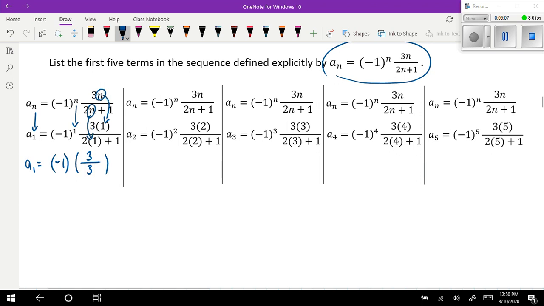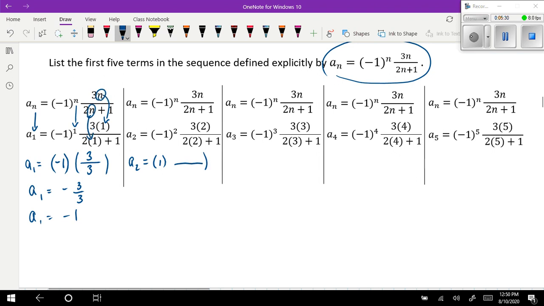So that just gives me a sub 1 equals negative 3 over 3, which of course we know is just negative 1. So we're good with our first term. Our second term is found by putting a 2 in for n. It is the nth term, so it is the second term. So negative 1 squared is going to just make positive 1.